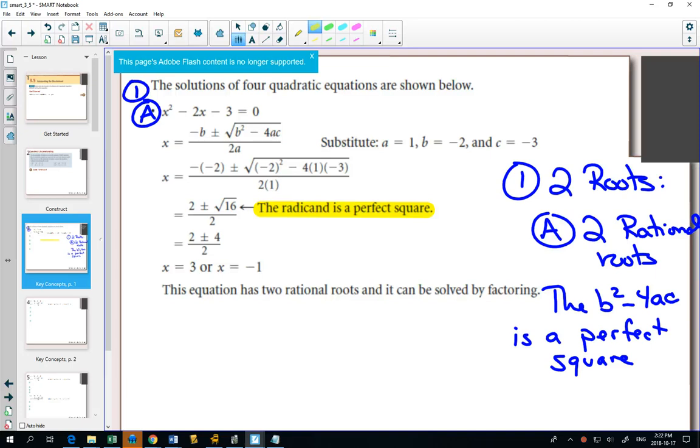Okay? Anytime that you get 2 rational roots, it means your original question, if you had wanted to, would have been a lot faster if you would have factored it. X and x, 3 and 1, minus 3 plus 1, so x is equal to 3, and x is equal to negative 1. How much faster is that than the quadratic formula? A lot faster. Anytime you have a perfect square inside, you're like, oh, I could have factored. I could have done this faster. So that is 1A.